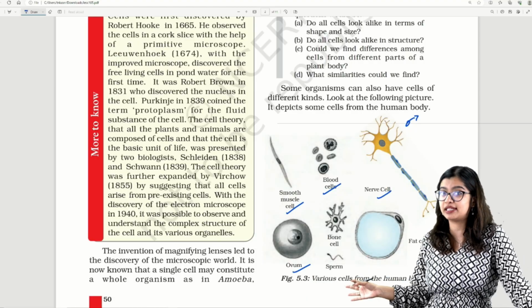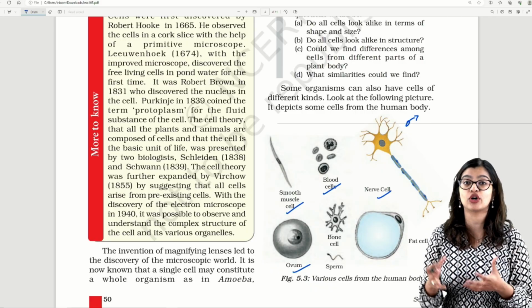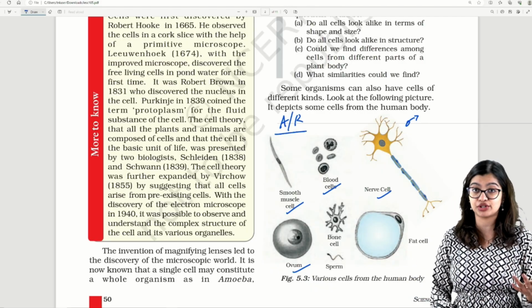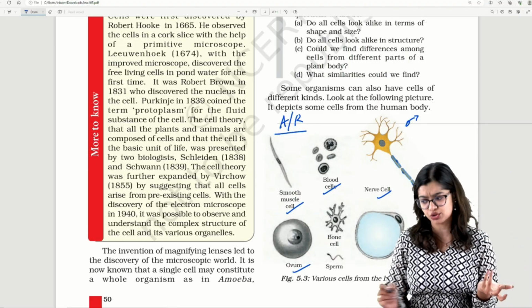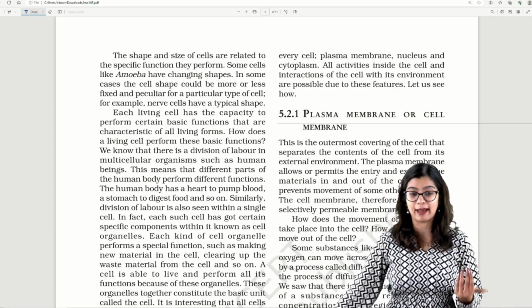But the concept that it is based upon, that different cells have different shape and structure in order to carry out specific functions, is a concept that will come for assertion reason, or it can come for 2 marks to justify. So this diagram and concept is something that you will have to remember.